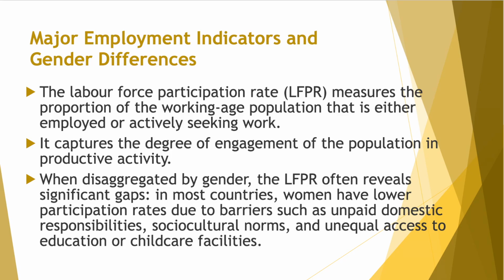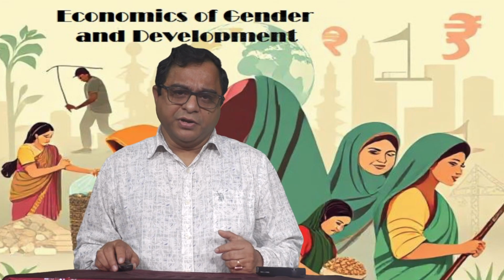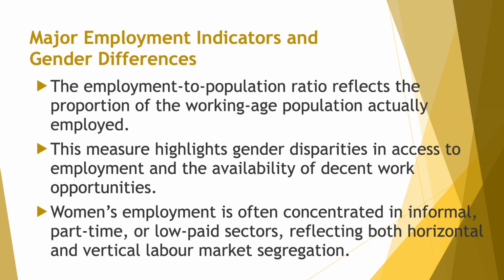When disaggregated by gender, the LFPR often reveals significant gaps. In most countries, women have lower participation rates due to barriers such as unpaid domestic responsibilities, sociocultural norms, and unequal access to education or childcare facilities. The employment to population ratio reflects the proportion of the working age population actually employed. This measure highlights gender disparities in access to employment and the availability of decent work opportunities.